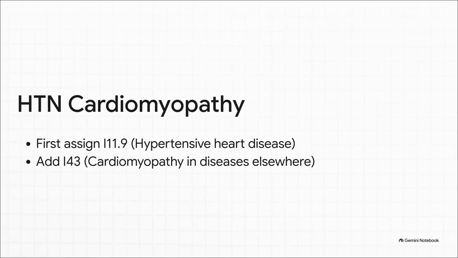If you encounter hypertensive cardiomyopathy, it's a mandatory two-step coding process. You can't just use a generic cardiomyopathy code. First, you establish that root cause by assigning I11.9 for hypertensive heart disease. Then, you tack on an additional code I43, which is for cardiomyopathy in diseases classified elsewhere. It beautifully paints the clinical picture that the heart muscle disease is a direct result of the systemic hypertension.